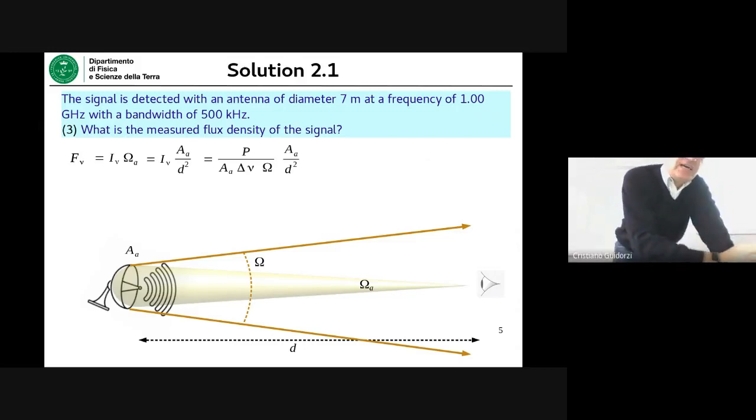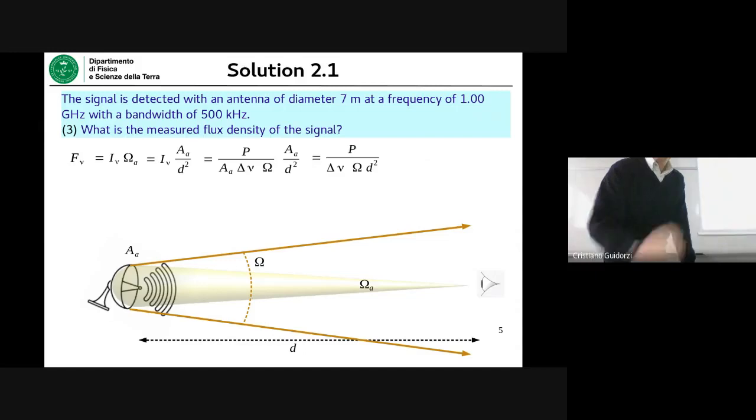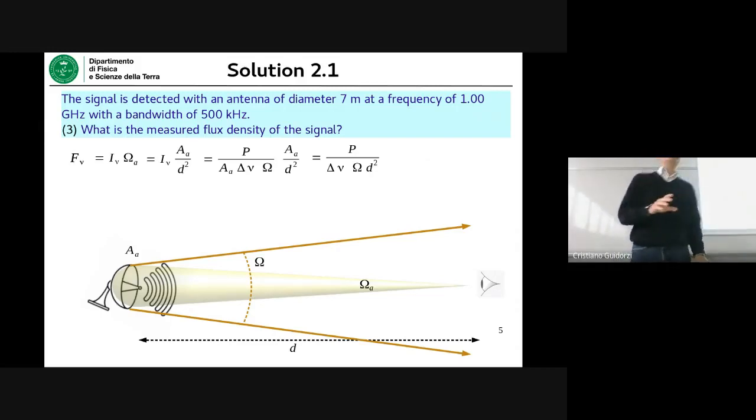Well, we already calculated I, but it's useful to express I again as a function of what we calculated before. So I is the total power over the area of the antenna, the bandwidth of the emitter, and omega. You see that AA is both in the numerator and denominator, so they cancel out. This can also be expressed as the total power over delta nu over omega over D squared. This formula is also useful because it can be interpreted.